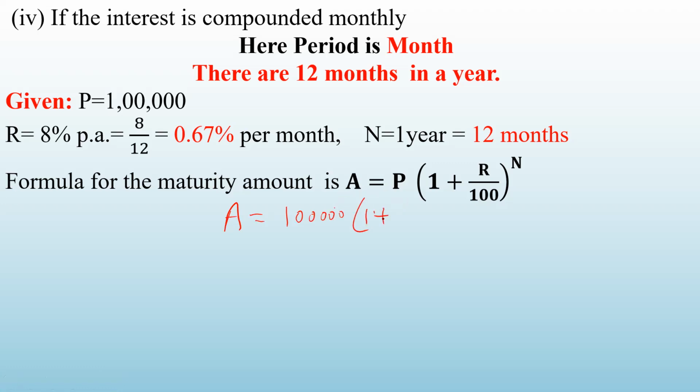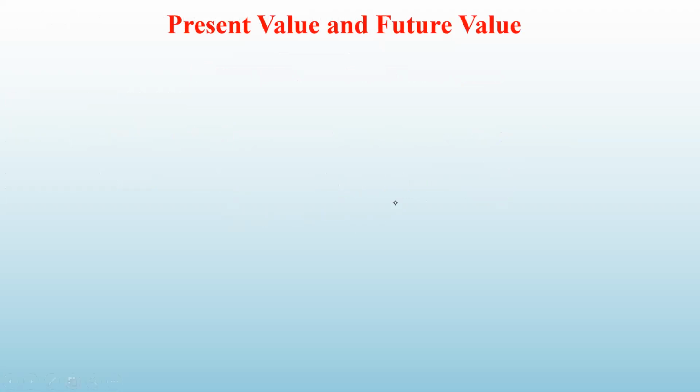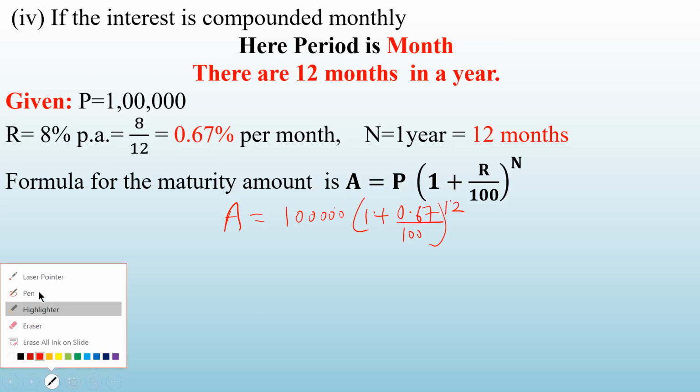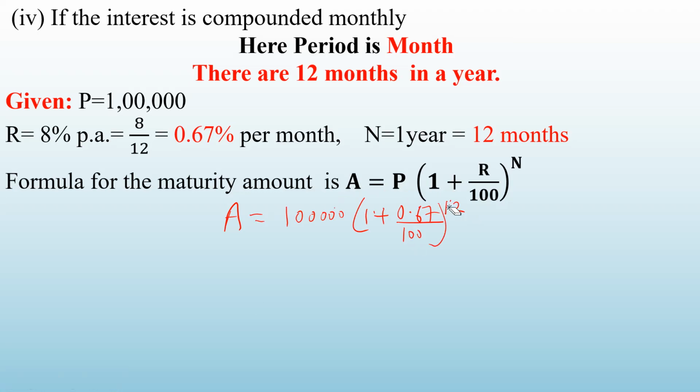1 plus R, here R is 0.67 divided by 100, raised to power N, which is 12. So here you see that the power is big, 12. Raised to power 12, you will get 1 lakh. 1 plus 0.67 divided by 100 will give you 0.0067, raised to power 12.